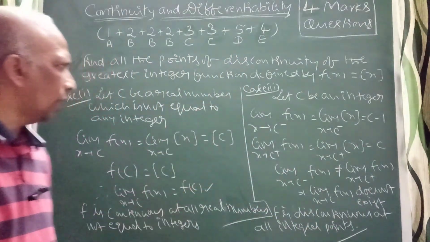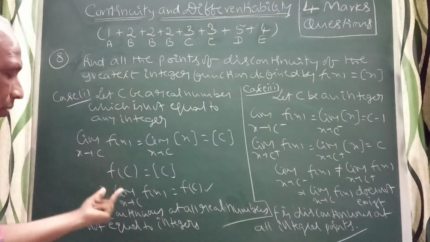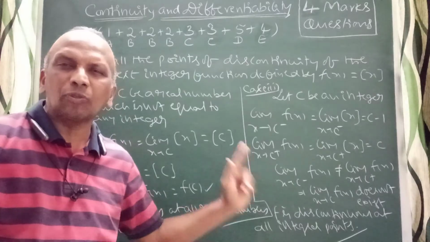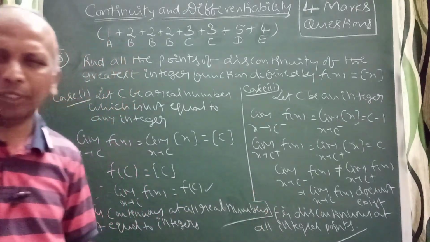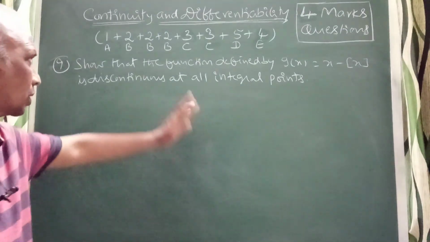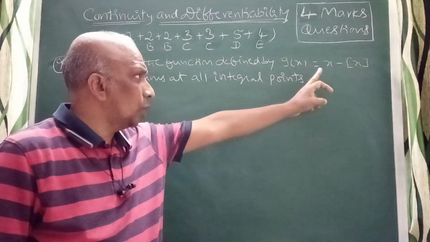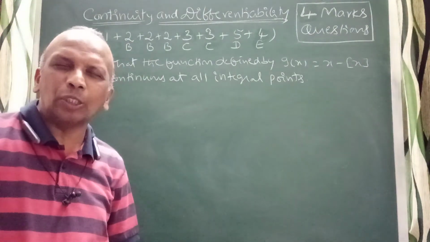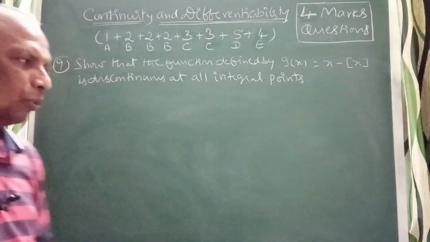Like this you can define. When it is not an integer, it is continuous. When it is an integer, it is discontinuous. So this function is discontinuous at all integral points. In this problem they are asking, show that the function defined by g of x equals x minus step x is discontinuous at all integral points. They are discussing integral points.